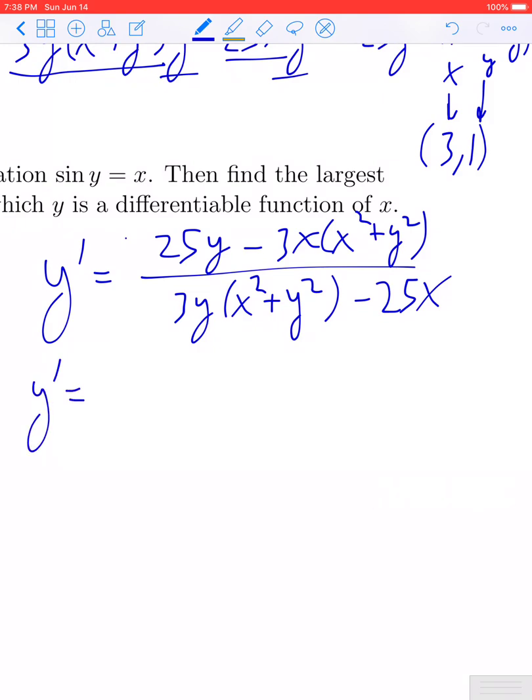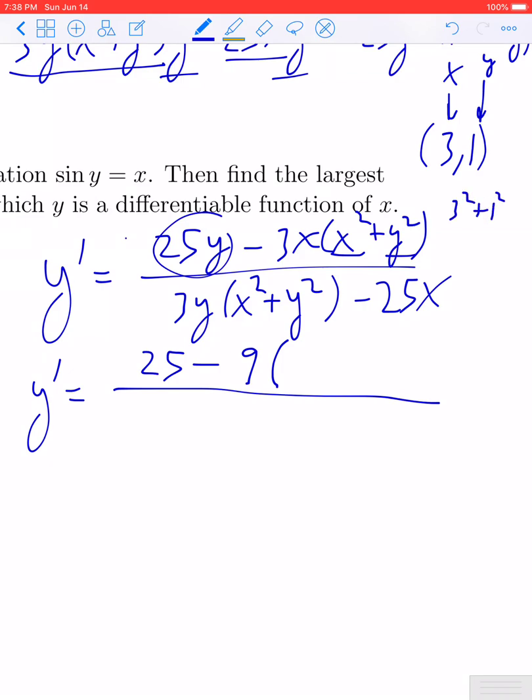So y prime is going to be equal to 25 times 1 will be 25, minus 3 times 3 is 9, x squared plus y squared, well, that's going to be 3 squared plus 1 squared. That's going to be 9 plus 1, which is 10. In the denominator, we're going to have 3 times 1, that's 3. X squared plus y squared we saw was 10. And now we have minus 25 times 3, that's going to be 75.